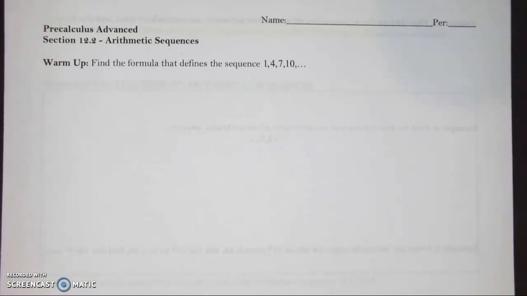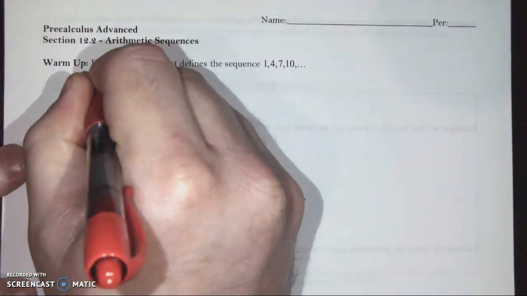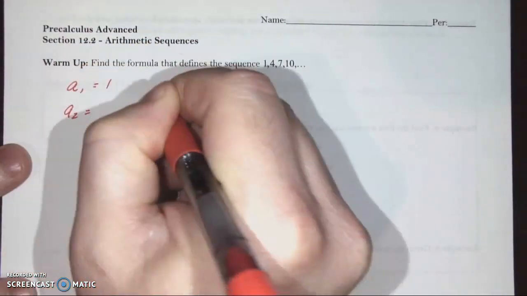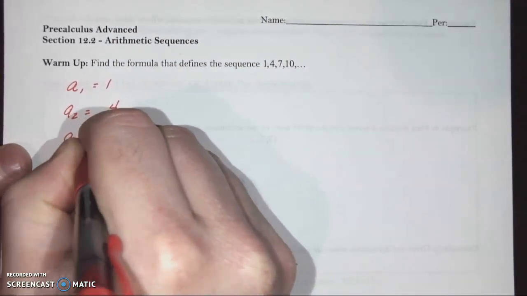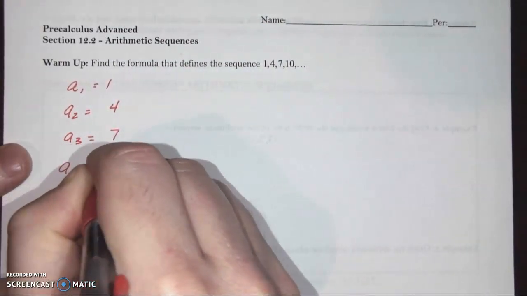All right, guys, our next section in Chapter 12 deals with one of our first of two specific categories of sequences that we'll be working with in PCA, and that is an arithmetic sequence. Our warm-up deals with an arithmetic sequence. It says, find the formula that defines the sequence 1, 4, 7, 10. So that would be the first, the second, the third, and the fourth terms. If we write out each term, the first term is 1, second term 4, third term 7, fourth term 10.